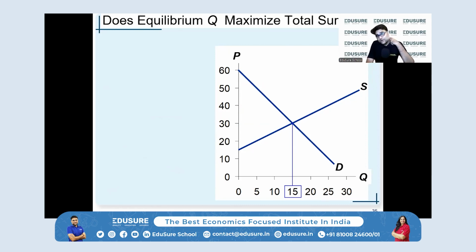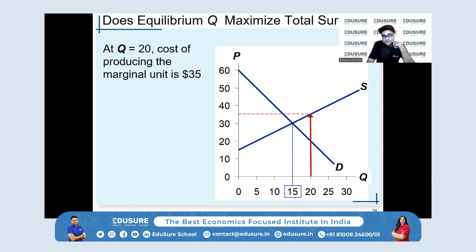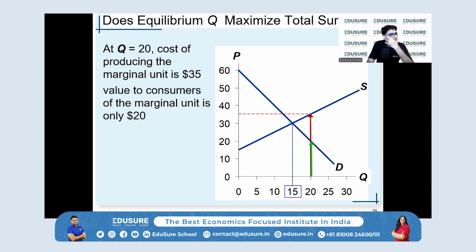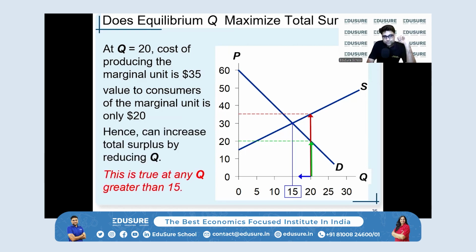So does the equilibrium quantity maximize the total surplus? Take a look at some other quantity. Value to the consumers of the marginal unit is only 20. Hence we can increase the total surplus by reducing quantity. Right?